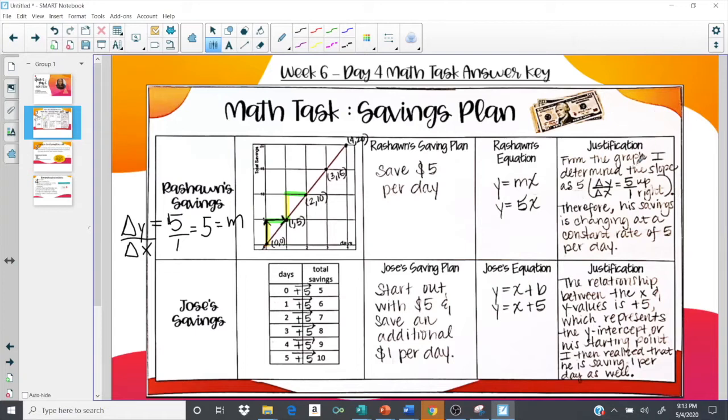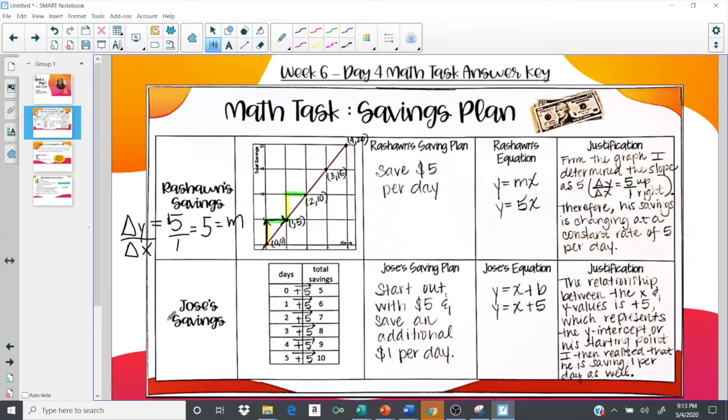Okay. And for my justification, I just wrote out my thinking process in complete sentences. From the graph, I determined the slope as 5 using changing y over changing x, which is equal to 5 over 1, because I went 5 up, 1 right. Therefore, his savings is changing at a constant rate of $5 per day.